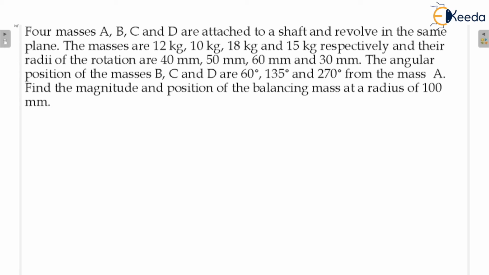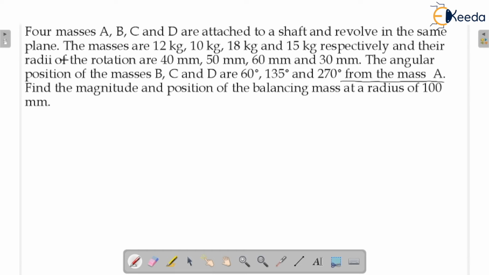The angular position of masses B, C, D: we always consider one mass's position as horizontal just to have a reference. So that's why the angular positions of the masses B, C, and D are given. This is measured from the position of the mass A. Here in the question it is given from the mass A. So let me draw the diagram.